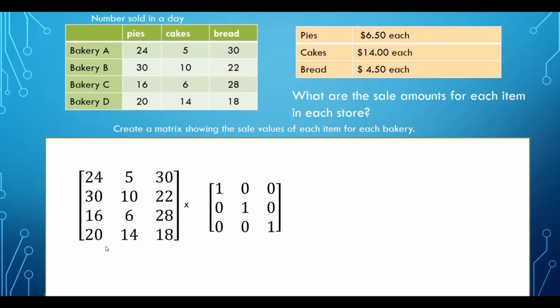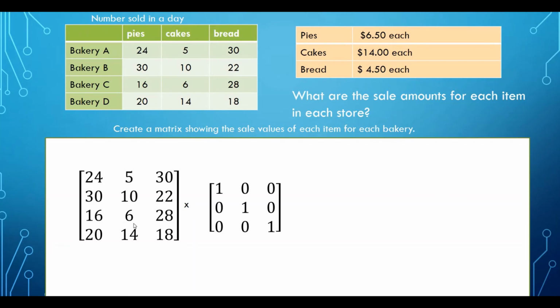So this 1 is only going to affect the column that it's in. So the first one will multiply the first column, the second one will multiply the second column, and the third one will multiply the values in the third column.